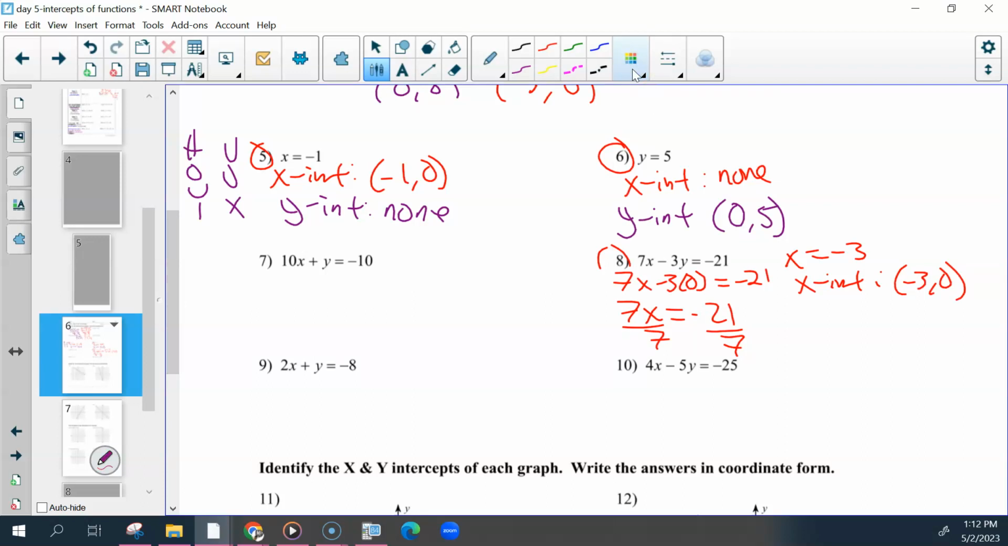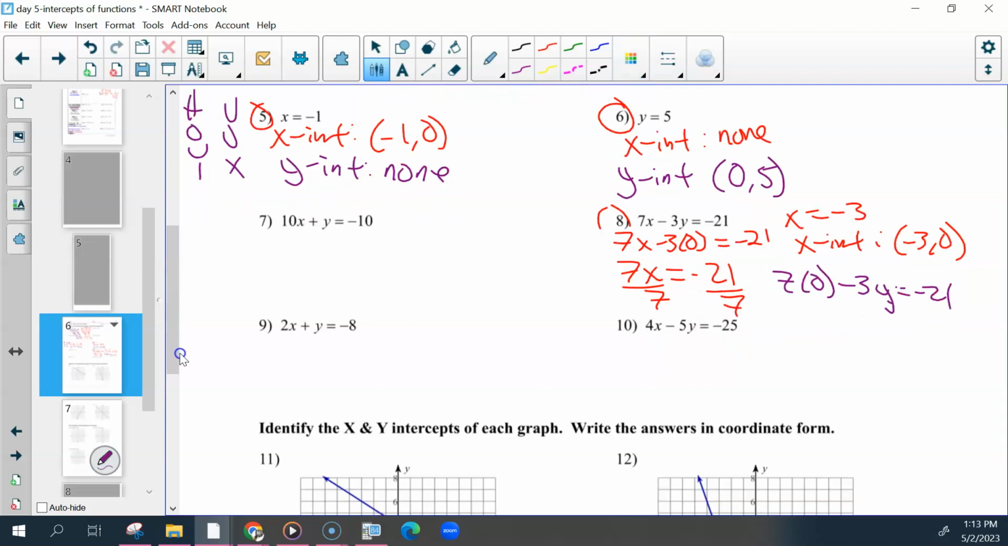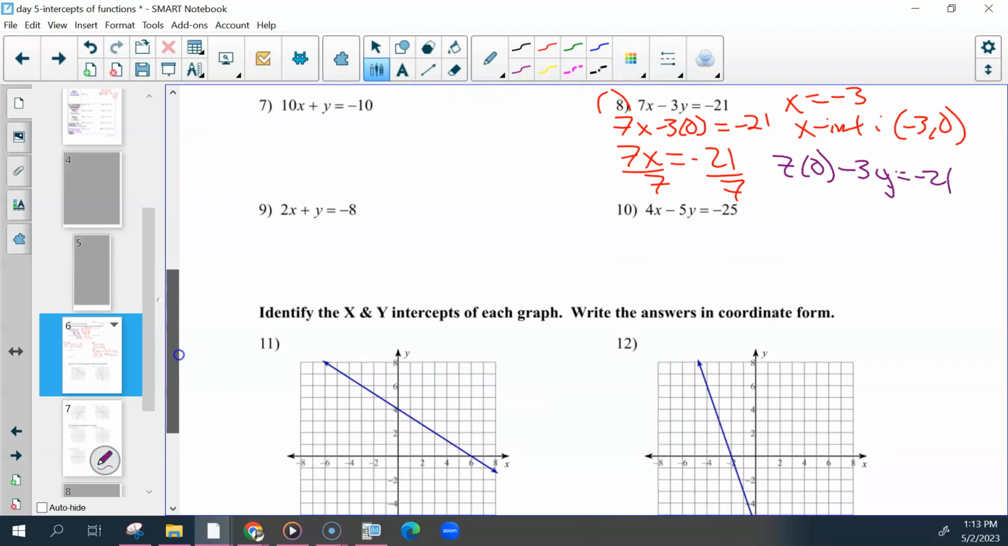And then same thing with our y-intercept. Put 0 in for x. This would give us 0, so we don't need to put it. I can just skip to the negative 3y equals negative 21 and solve for y. Which is what? 7. Positive. Yeah, positive. And our intercept would be? 0, 7. Yeah, 0 and 7.